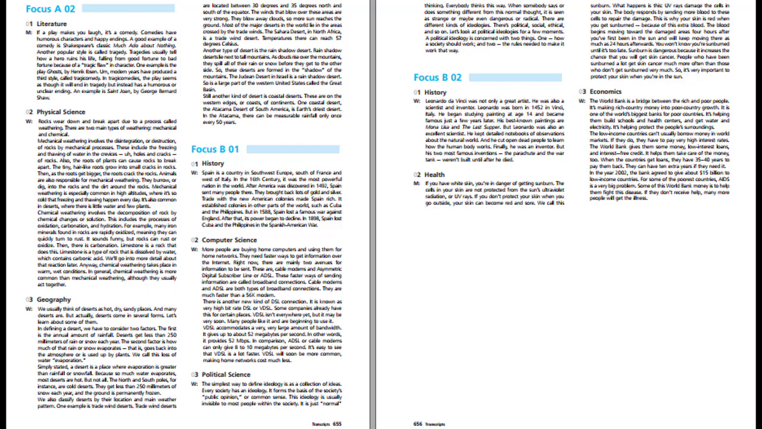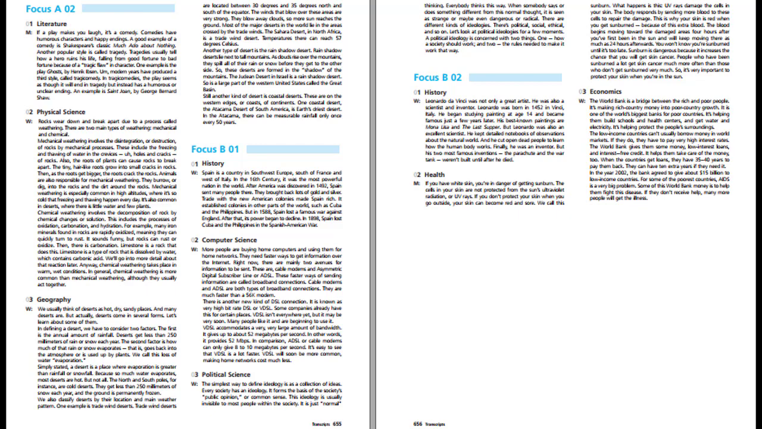Another type of desert is the rain shadow desert. Rain shadow deserts lie next to tall mountains. As clouds rise over the mountains, they spill all of their rain or snow before they get to the other side. So, these deserts are formed in the shadow of the mountains. The Judean Desert in Israel is a rain shadow desert. So is a large part of the western United States, called the Great Basin.